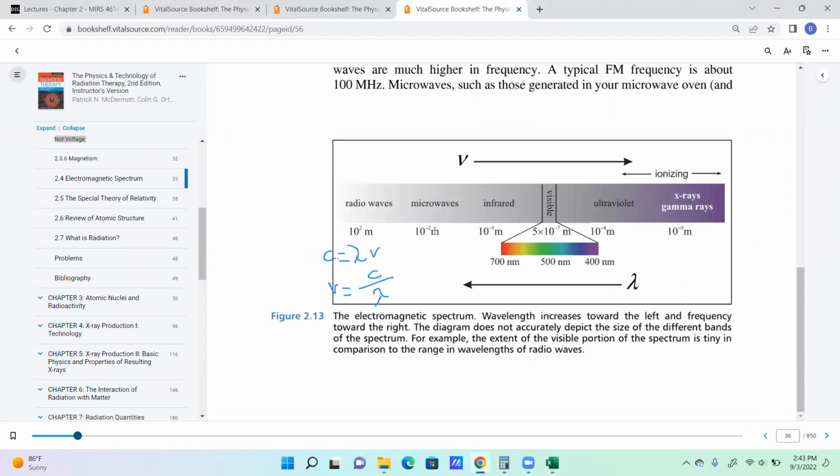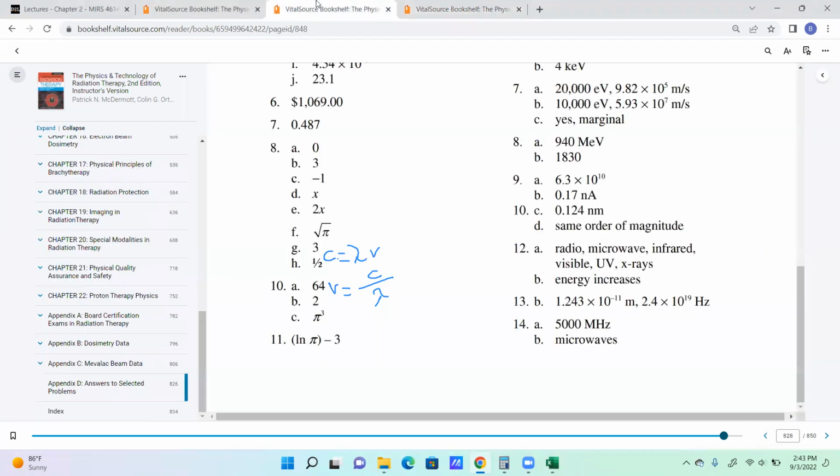More or less probably microwaves. And the reason I say that is because 10 to the minus second meters is going to be about 1 centimeter. And indeed, that's what it says here. Okay.